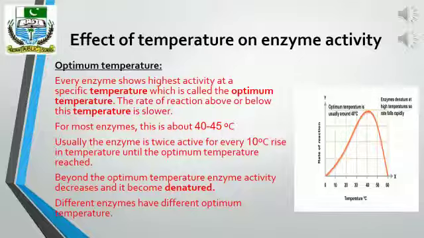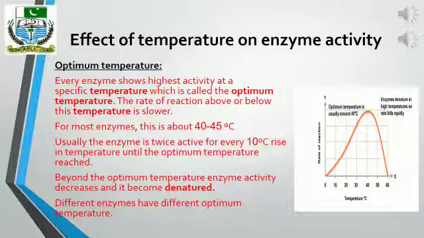With every 10 centigrade rise in temperature, the activity of enzyme becomes twice until they reach their optimum temperature. But beyond this optimum temperature, the activity of an enzyme starts decreasing, and at a point they become denatured. But the optimum temperature of different enzymes is different.